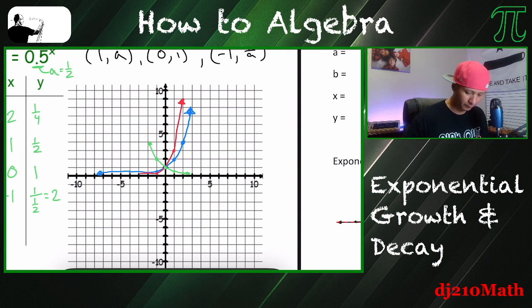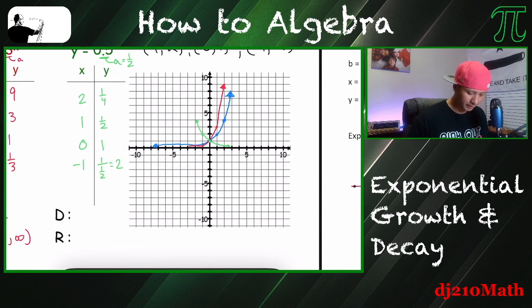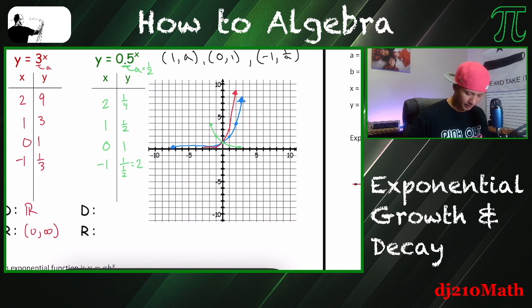All right. So when it rises to the right, this is known as growth. When it falls to the right, this is known as decay. Over time, right? Decay. And the domain for this is all real numbers, and the range is going to be the same. Anything from 0 all the way up to positive infinity.